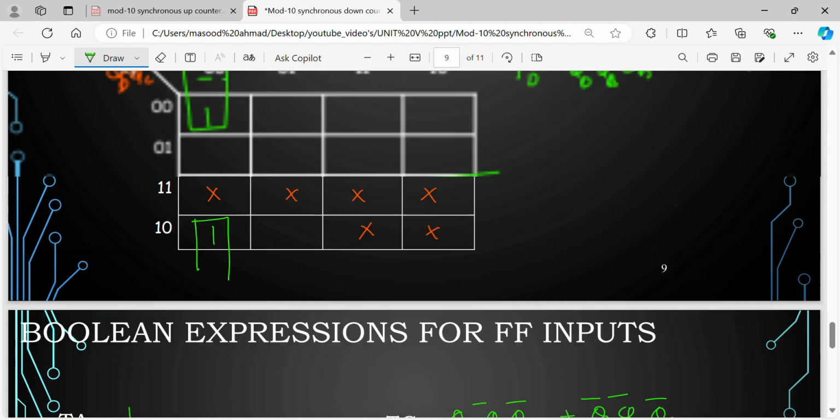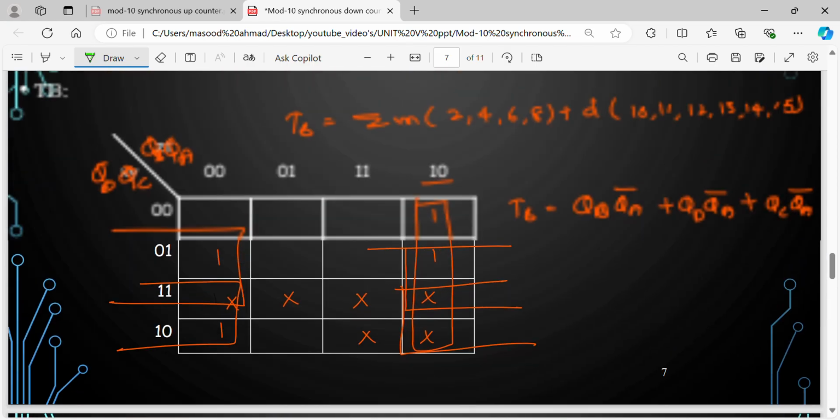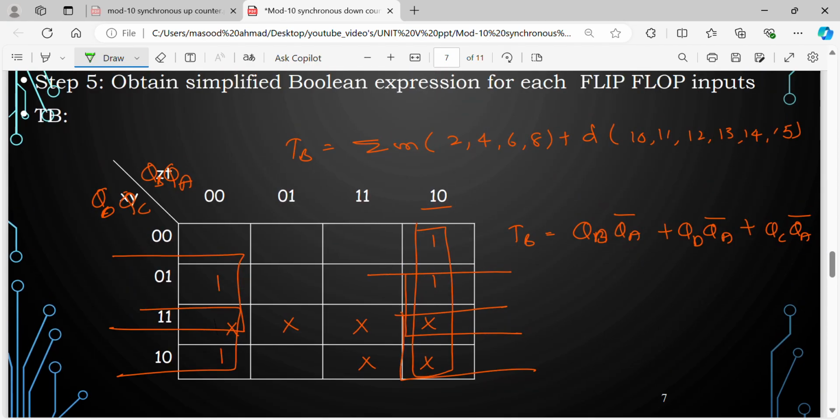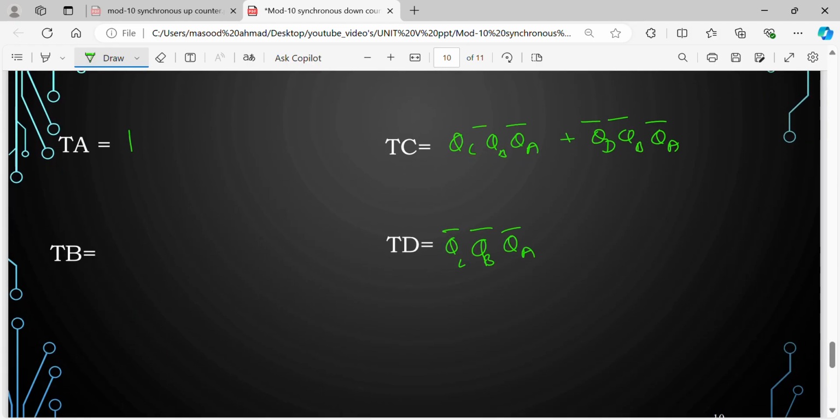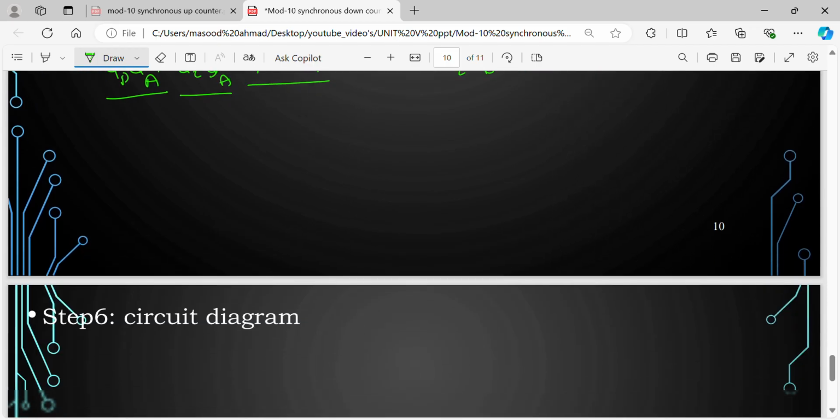What is TB? TB is QB QA bar, QC QA bar, QD QA bar. So this is QA bar QB, QA bar QC, QA bar QD. So from this, what can I do? I can draw the circuit diagram.